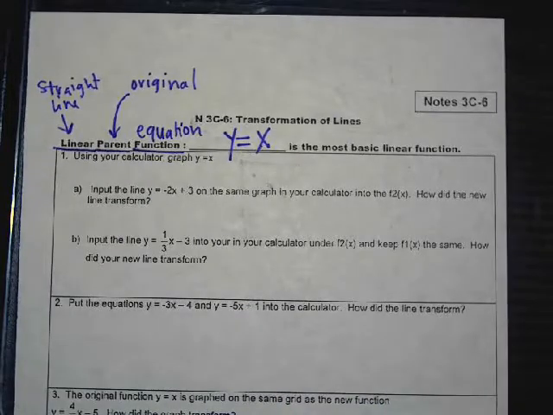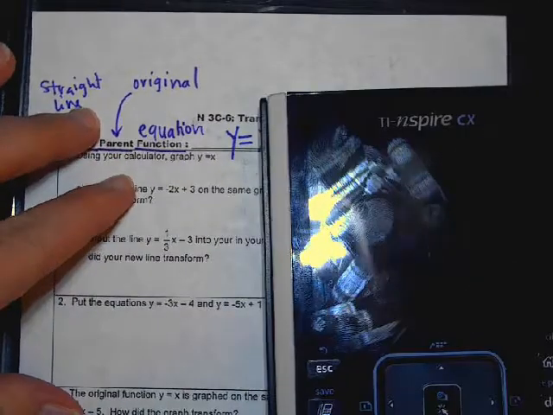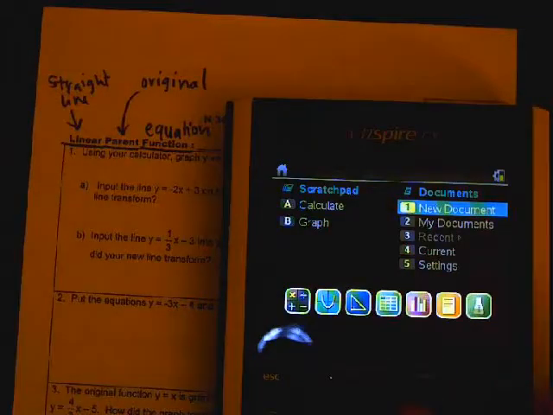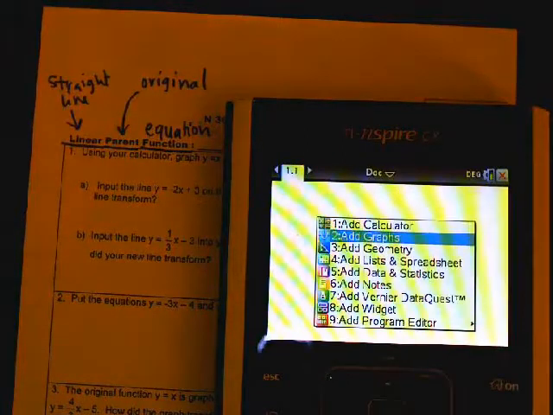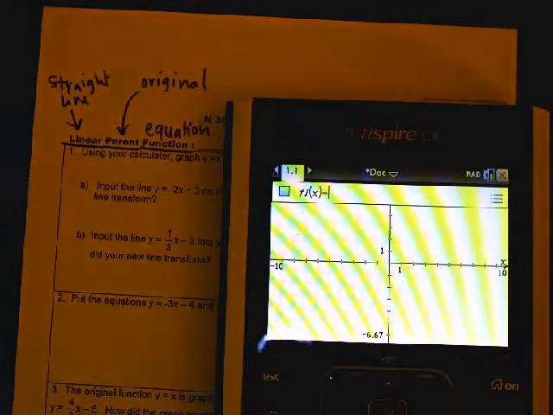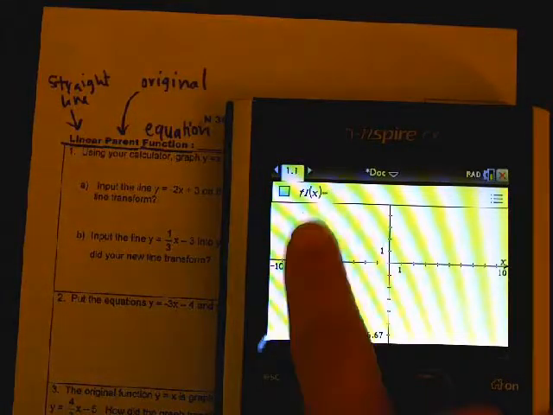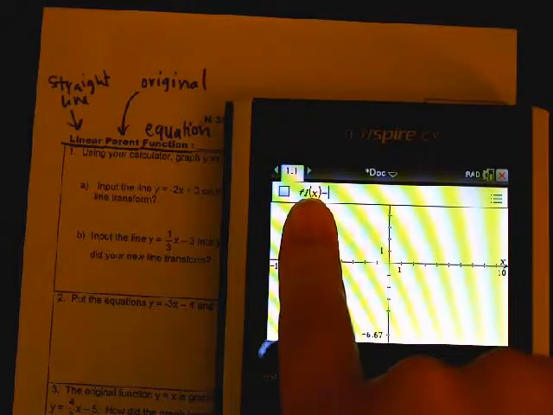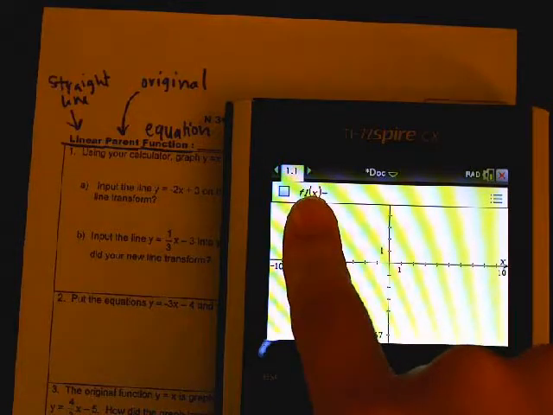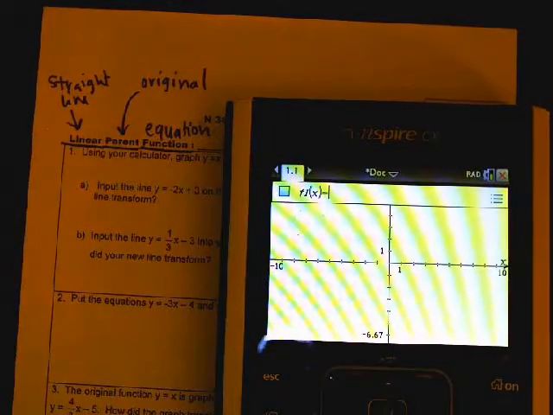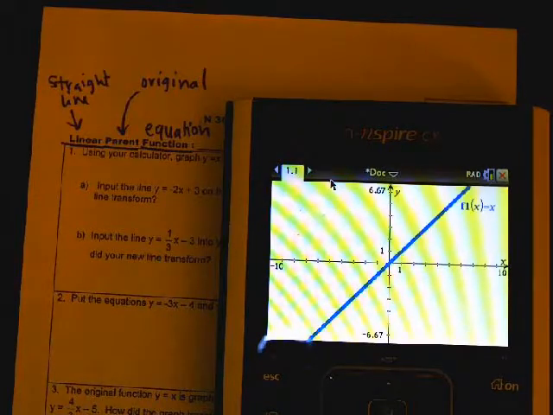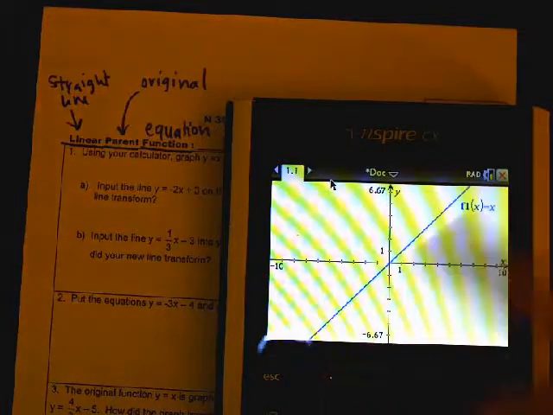Okay, so everybody go to your calculator. Turn your calculator on. Go to a new document. So everybody needs to do this with me. And we're going to go to a new graph. So are you all in your calculator? Everybody in the graph? And we're going to input y equals x. Now remember, f of x really means what? Y. So it already says y equals. What's the only thing I need to put? X. And graph it. Okay, that's the original. Okay, y equals x. This is the original line.